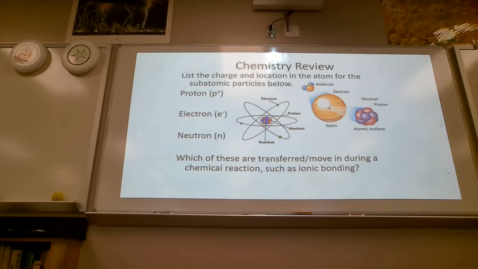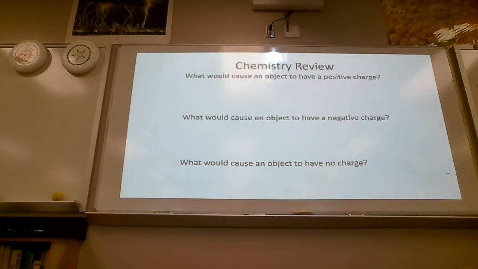Electrons, protons, and neutrons. Electrons are on the outside, protons and neutrons are on the inside. Which of these are responsible for doing chemical reactions? Electrons. Good job. So we're going to focus on those. If an object is positively charged, it has more protons than electrons. If it's negatively charged, it has more electrons than protons. If it's neutrally charged, it has no protons or electrons at all, right? Just kidding. It's the same amount.